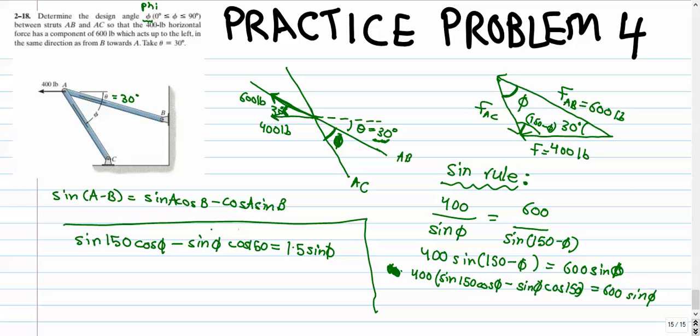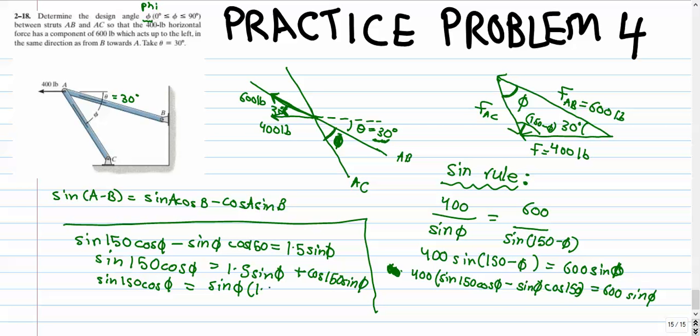Now simply just add cos of 150 sine of phi to both sides, and what we get is sine of 150 cos of phi should be equal to 1.5 sine of phi plus cos of 150 sine of phi. Okay, now this should be equal to, take sine of phi common, sine of phi times 1.5 plus cos of 150.